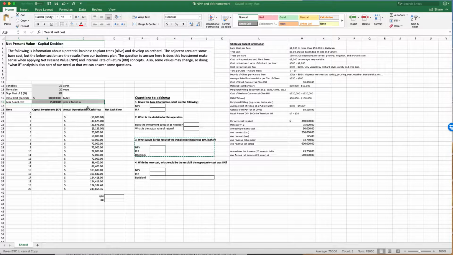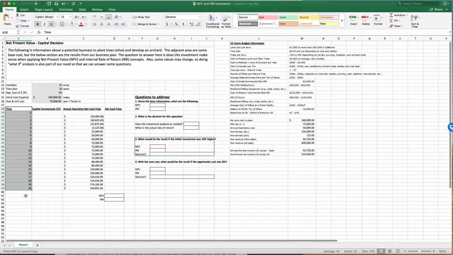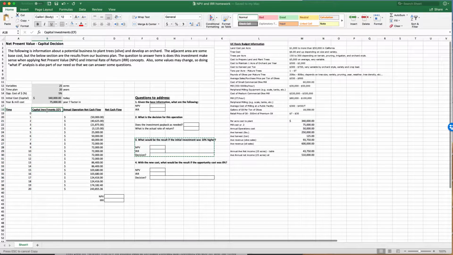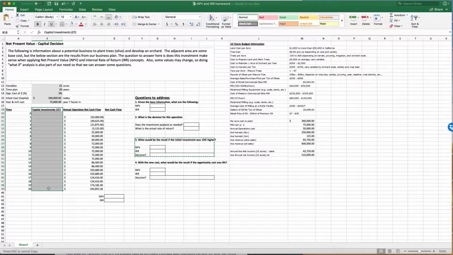So we're going to start out needing years, and that's going to be time. In your table, I have developed for you the time already: 0 meaning today, all the way through year 20. Capital investment, I've created a column for it, but I have not inputted those values. You will have to do that in the homework, and we'll go over that.